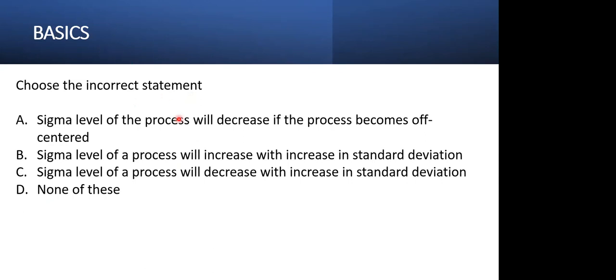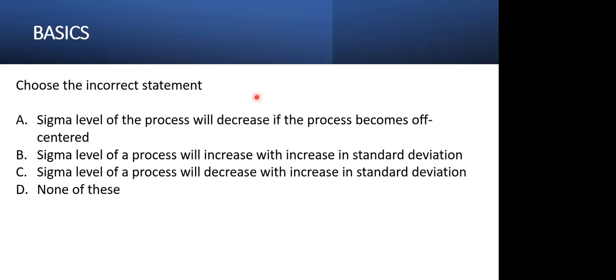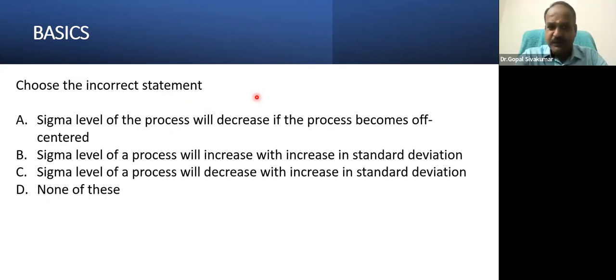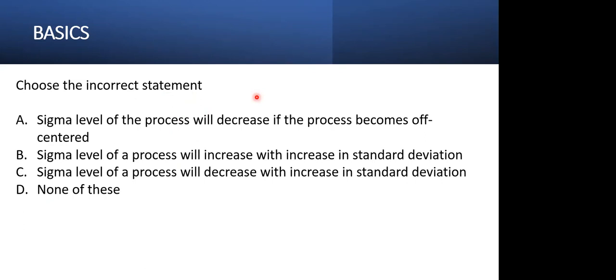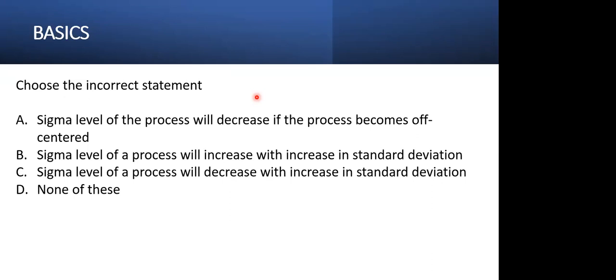So C, yes, sir. What is C telling? What is sigma level, first of all? Standard deviation, sir. Sigma level is not standard deviation. No, sigma level is the capability, the expected level of capability. When standard deviation increases, sigma level decreases.